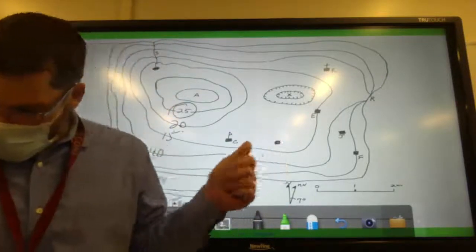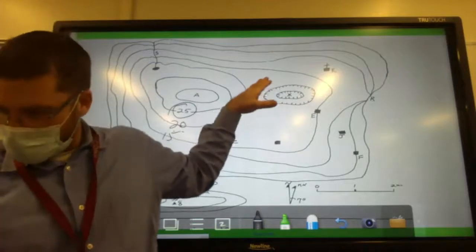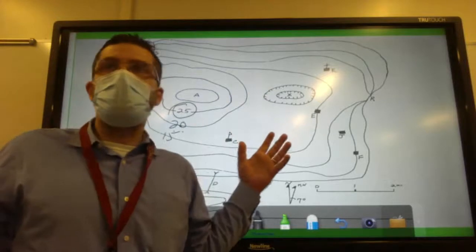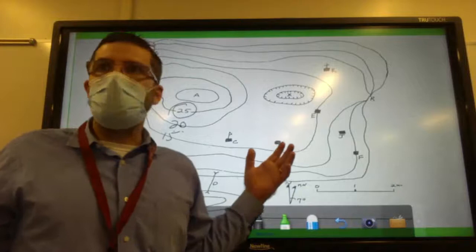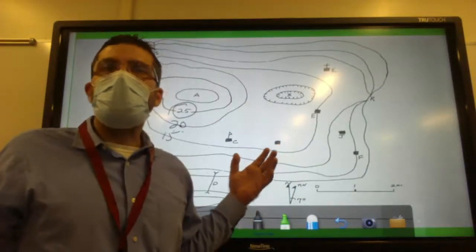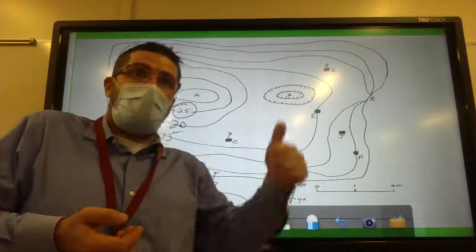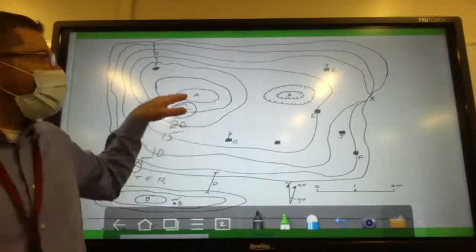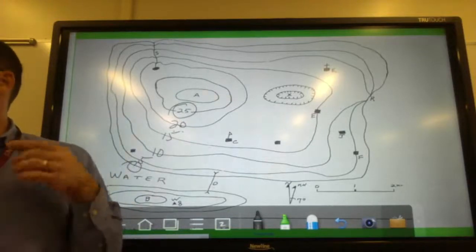Good. What about the letter X? Letter X. It's in the key. Nobody? A depression. When you see those dashed lines, that means you're going down in elevation, not up. So it's a depression. Good. And the letter A, which is not on the key. That would represent a hilltop. The innermost circle would be the top. All right?